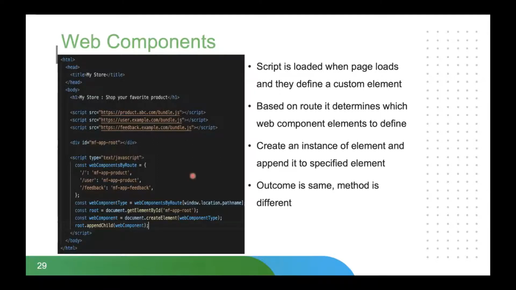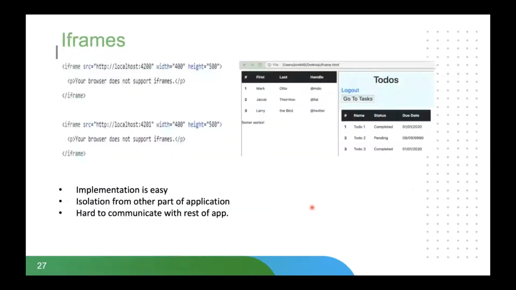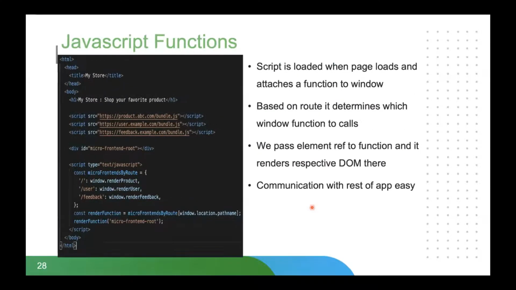So the implementation is pretty much the same as the JavaScript function, but the difference here is that it will create a web component, and then the micro frontend will inject that web component wherever we have decided to inject. The outcome is pretty much the same, but the method is different, and communication is also very easy from the other micro frontends or from the container. So this was JavaScript functions or web components. The JavaScript function especially is the most popular approach to implement micro frontends through the runtime.